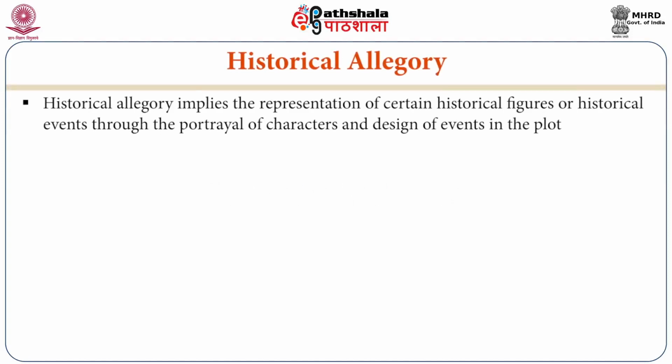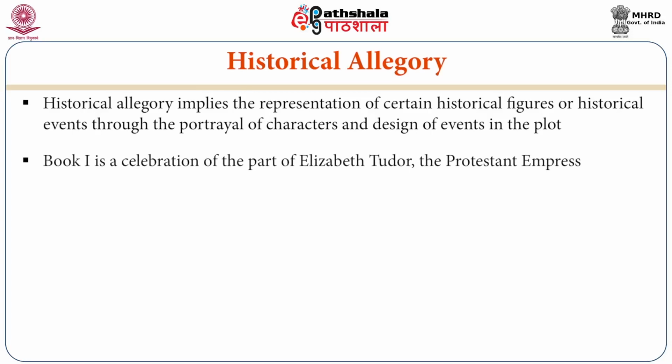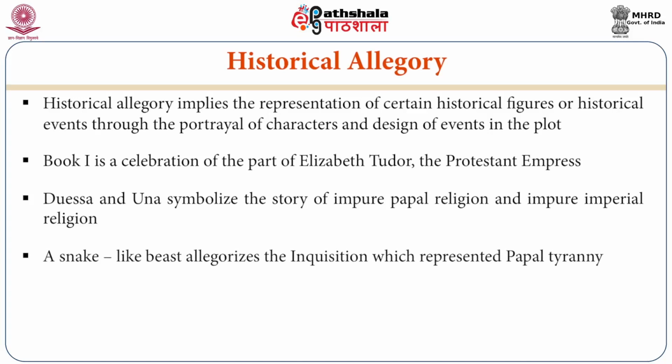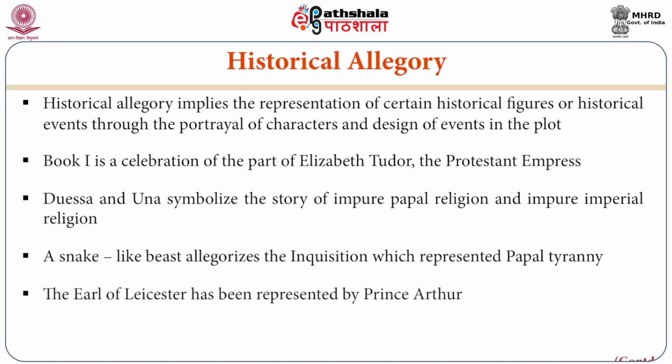Historical allegory implies the representation of certain historical figures or historical events through the portrayal of characters and the design of events in the series of plots or construction. Book 1 is a celebration of the Elizabethan Tudor, the Protestant Empress, and you can easily relate it with the historical time as portrayed in this book. Duessa and Una symbolize the story of impure papal religion and pure imperial religion. A snake-like beast allegorizes the Inquisition, which represented papal tyranny. The Earl of Leicester has been represented by Prince Arthur.